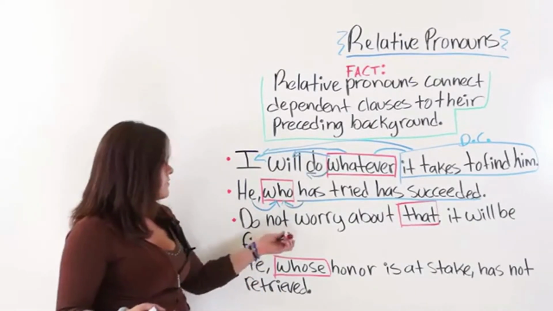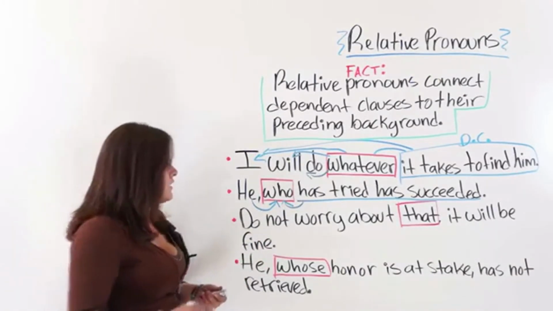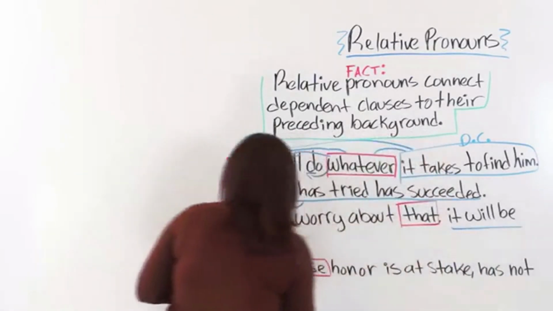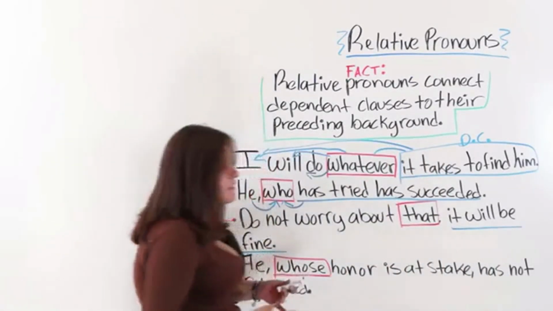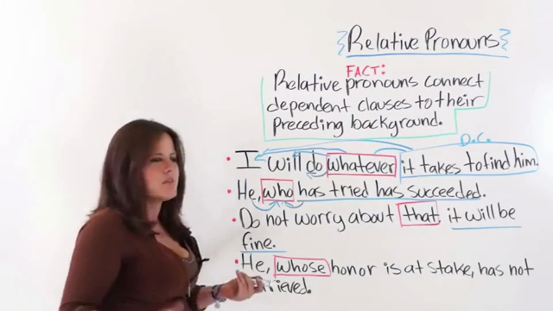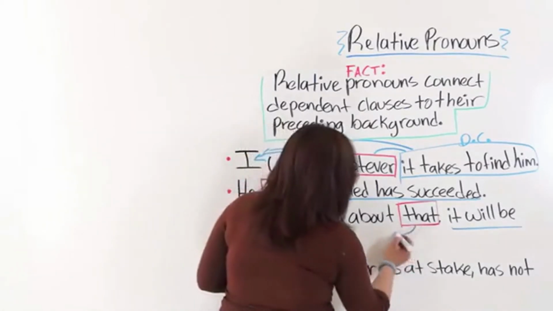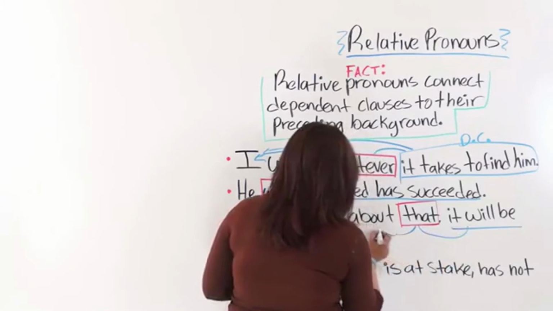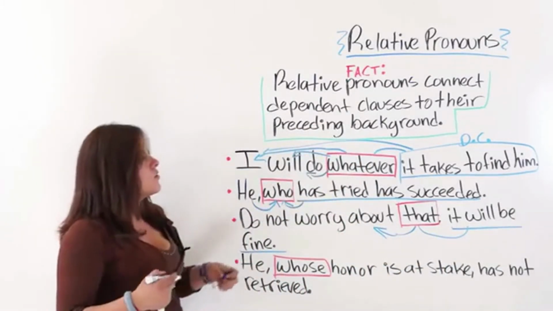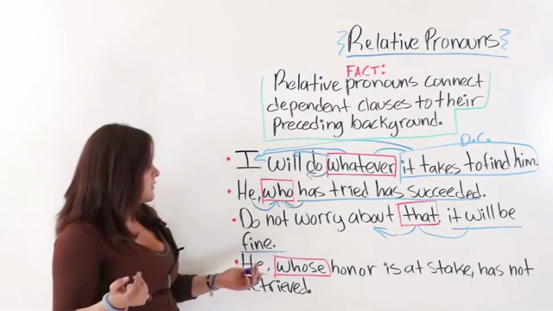And the next one says, do not worry about that. It will be fine. Again, this is an independent clause. It will be fine. But left alone, it does not make much sense. It will be fine. What will be fine? Don't worry about that. So this here connects this to this, and it makes perfect sense. So we are connecting dependent clauses to their preceding background.